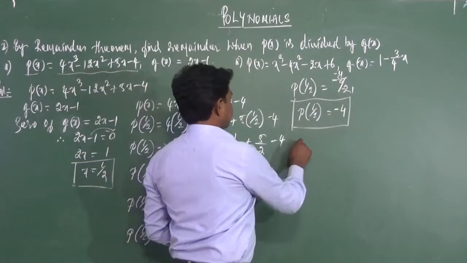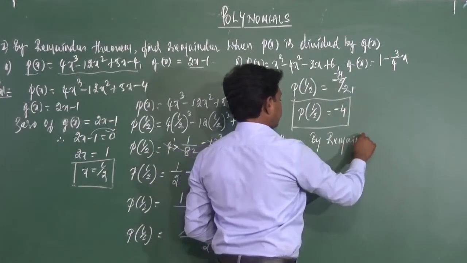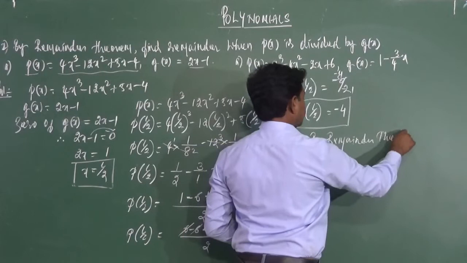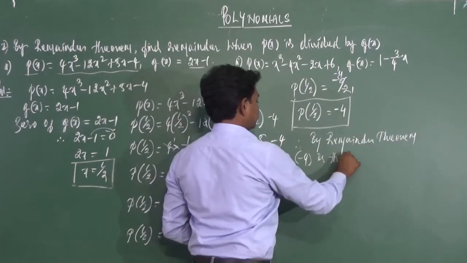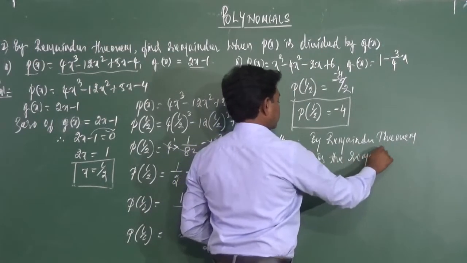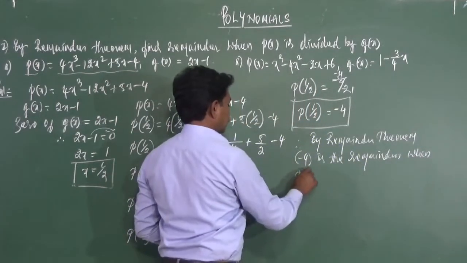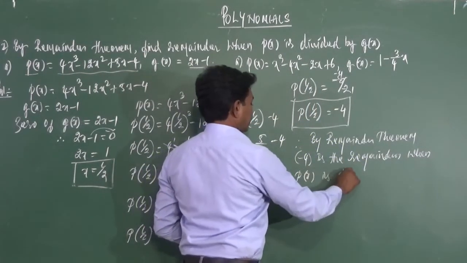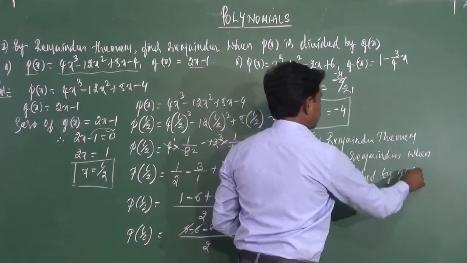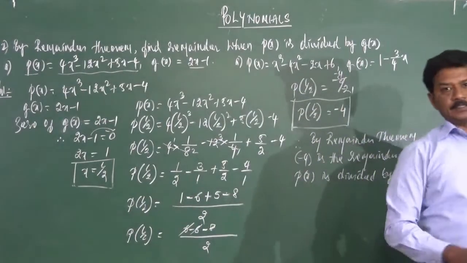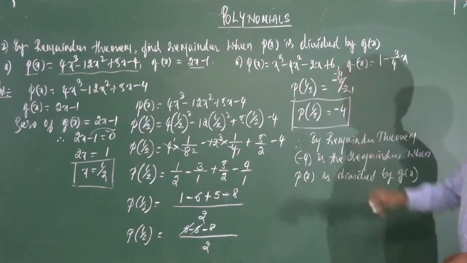So therefore, by remainder theorem, minus 4 is the remainder. Minus 4 is the remainder when p of x is divided by g of x. So this is very important, and it may be asked for 2 marks. So this particular problem here, I am going to solve it once again.